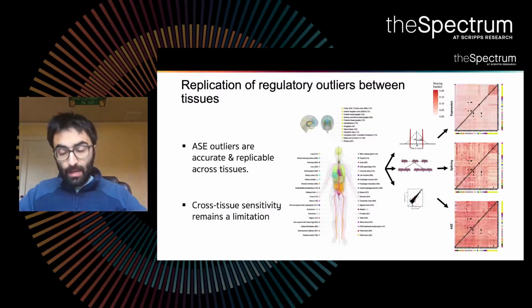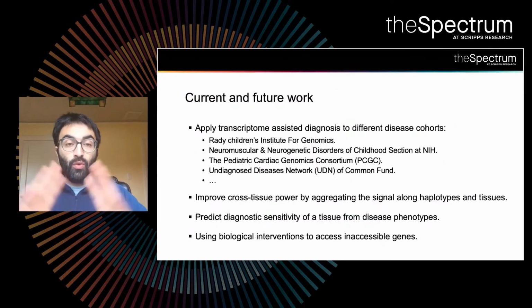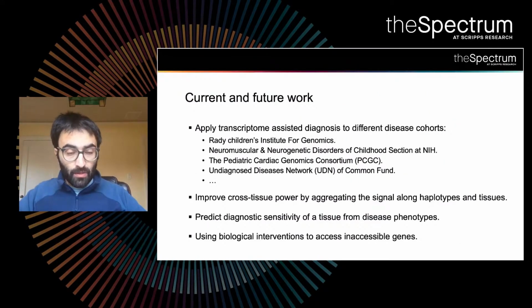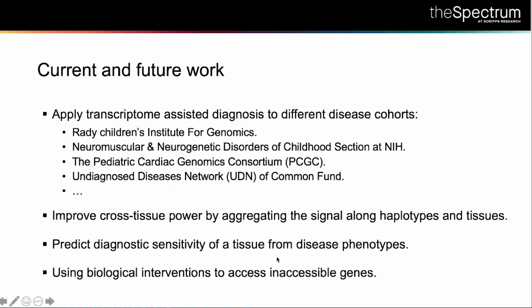So with that, I'm going to stop my talk and tell you briefly about what we're doing to address some of these questions. So now we're looking to apply some of these methods for improving the yield of rare disease diagnostics to a range of different cohorts, including neonatal cases of rare diseases, neuromuscular disorders, pediatric cases of heart disease, and also a general cohort of hard to diagnose cases that is put together in the Undiagnosed Diseases Network by the NIH Common Fund.